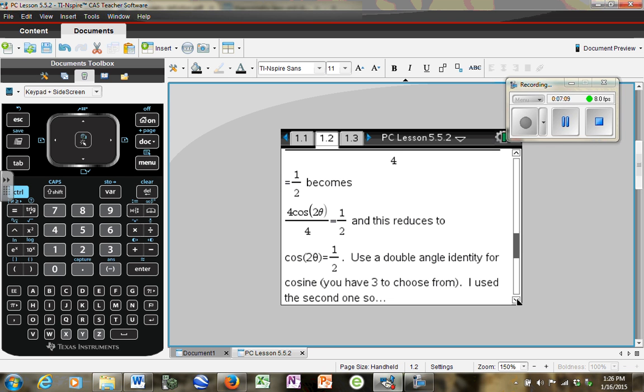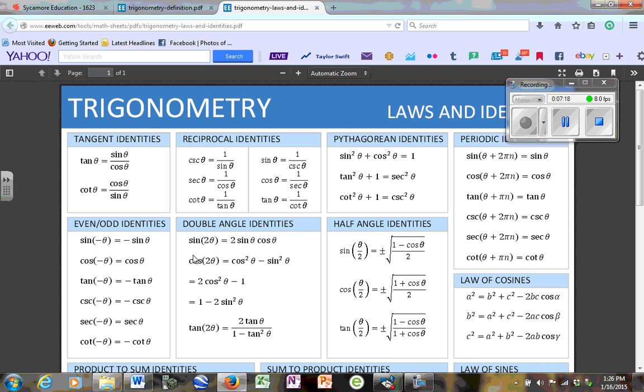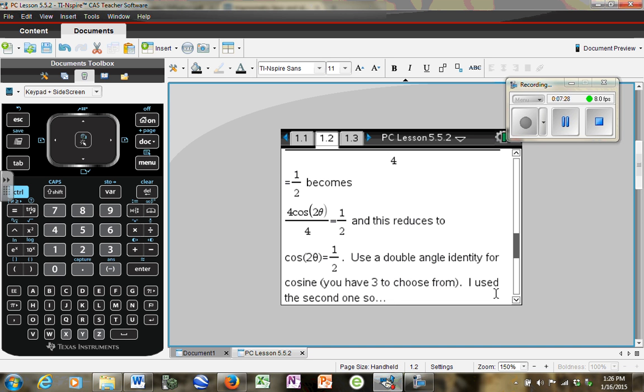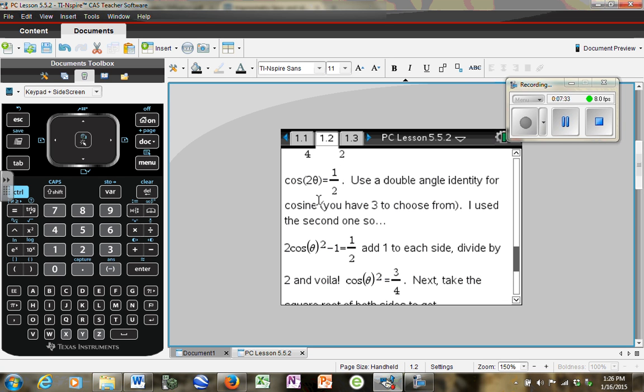At this point, we do the old switcheroo. We use the double angle identity for cosine. You have 3 of them to choose from. See, I'll show you. Yep, there they are. 1, 2, and 3. You can pick which one you want at that point. Any of them would still work. I decided that I'd pick the second one just because I felt like it. So I replaced cosine 2 theta with 2 cosine squared theta minus 1. Put that in there, and now I've got a little bit of math to do.